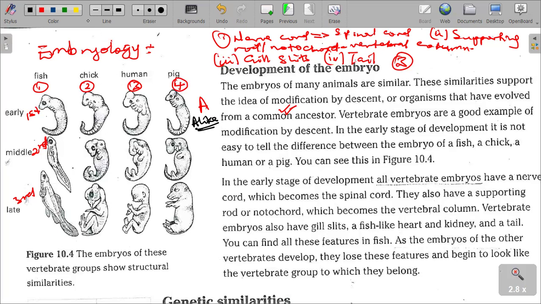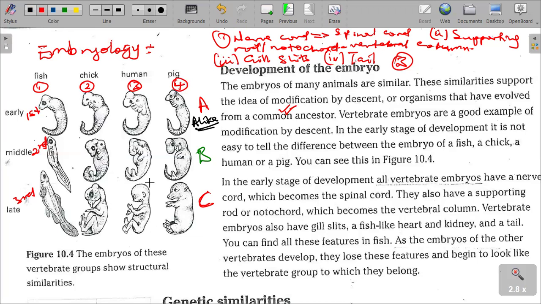At stage B, there is kind of an adjustment, where the organisms are losing certain features. And then at C, they begin to look exactly like the group to which they belong.